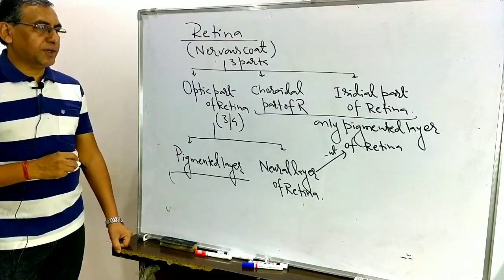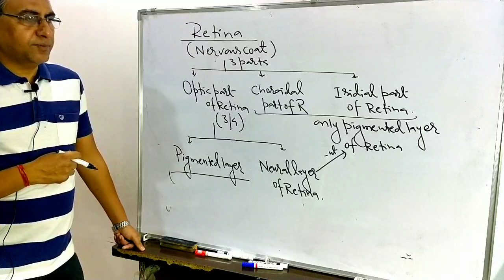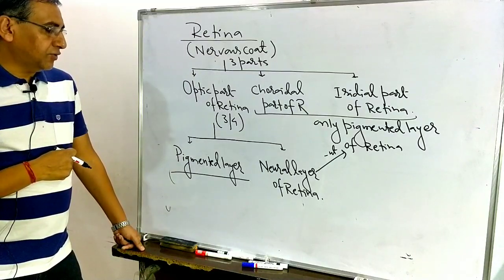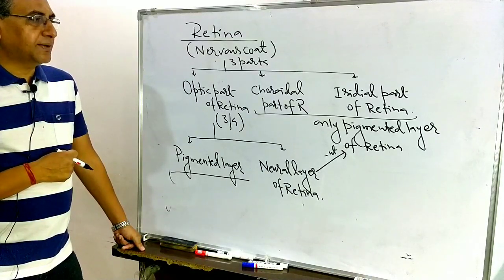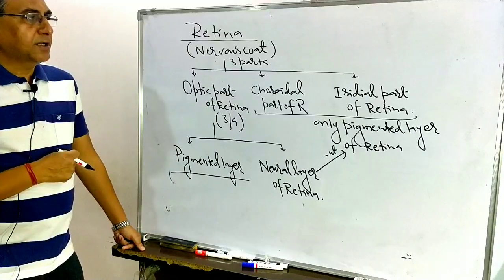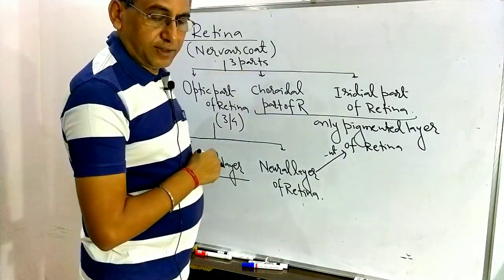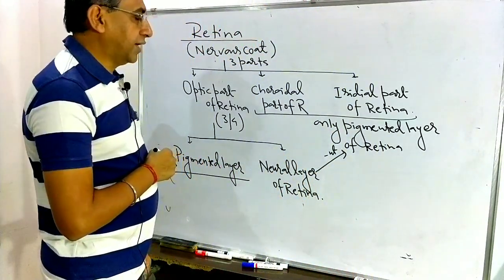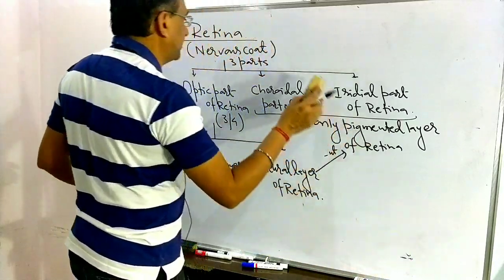So the retina has three parts: the optic part of retina, the choroidal part of retina, and the iridial part of retina. The optic part, that is the 3/4, has two layers: the pigmented layer and the neural layer. The neural layer is absent in the choroidal part and the iridial part of retina.